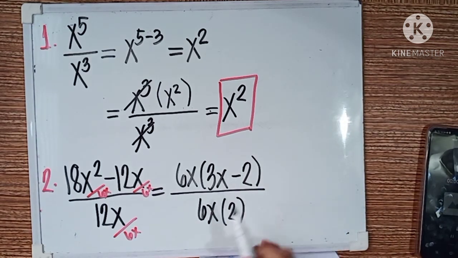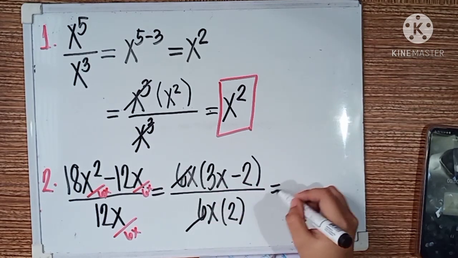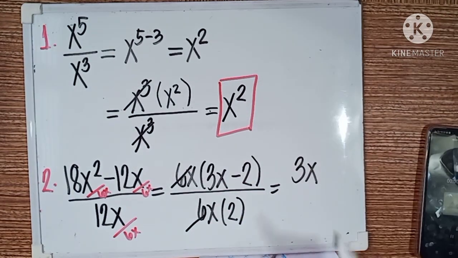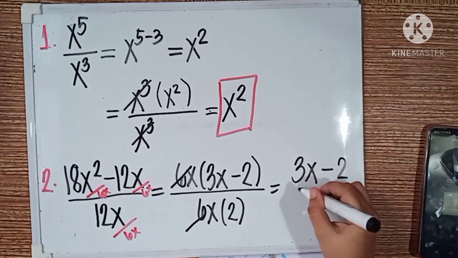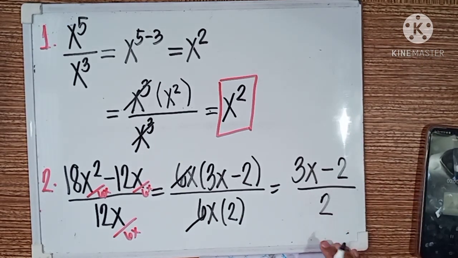Cancel out the common polynomial factor 6x. The remaining expression is 3x minus 2 over 2. 3x minus 2 over 2 is the simplified form of 18x squared minus 12x over 12x.